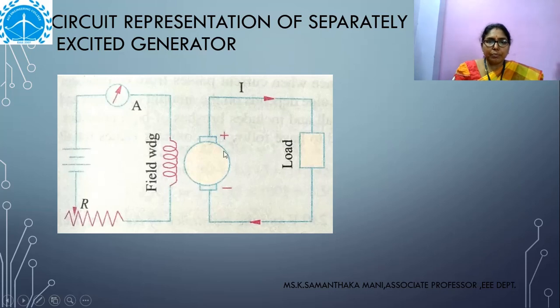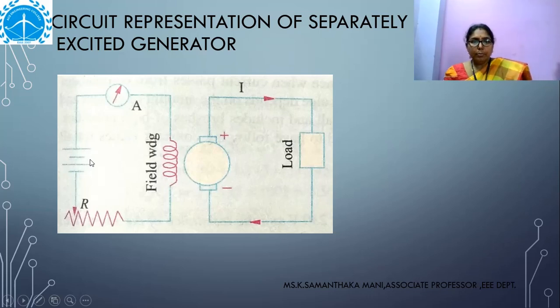So what we need to observe here is that the current generated from this generator is directly connected to the load. If we would like to tell the current relation, whatever may be the armature current, the same current will flow through the load. So Ia is equal to IL, where suffix L is called the load current, and the field current is separately given by the separately excited source, right?